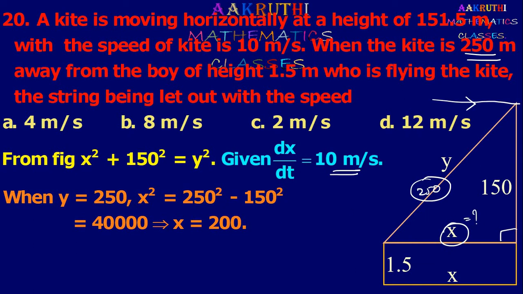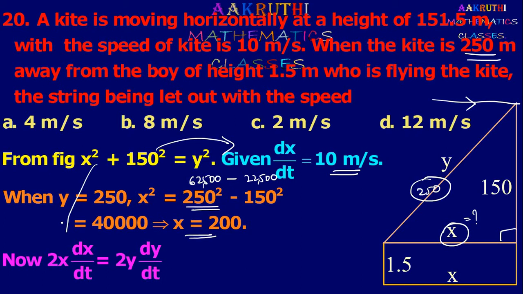We substitute here. When y equal to 250, we get x square equal to y square, that is 250 square minus 150 square. 25 square is 625, and we add 2 zeros. 15 square is 225, and 2 zeros. When we subtract 62,500 minus 22,500, we get 40,000. So x square equal to 40,000, which implies x equal to 200. That is when y equal to 250, the x value is 200.